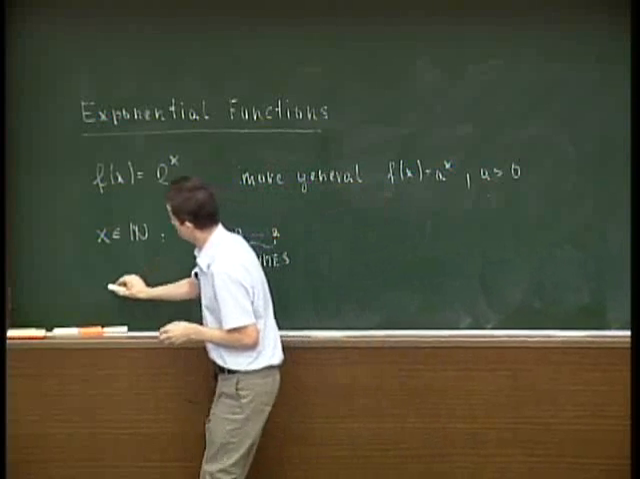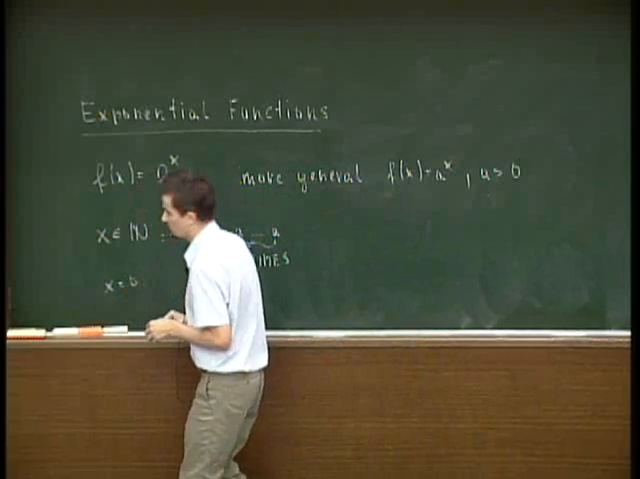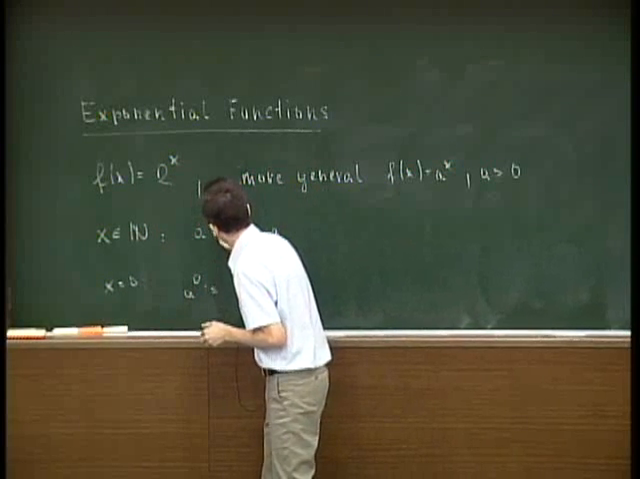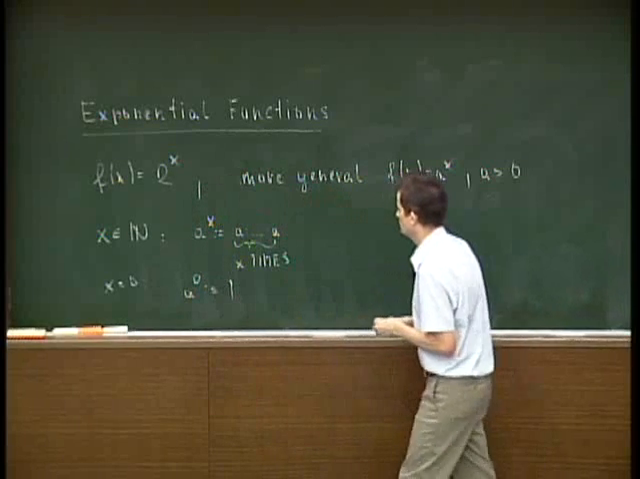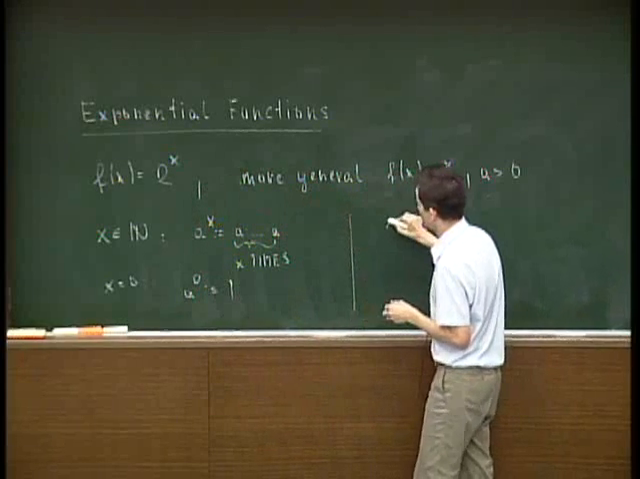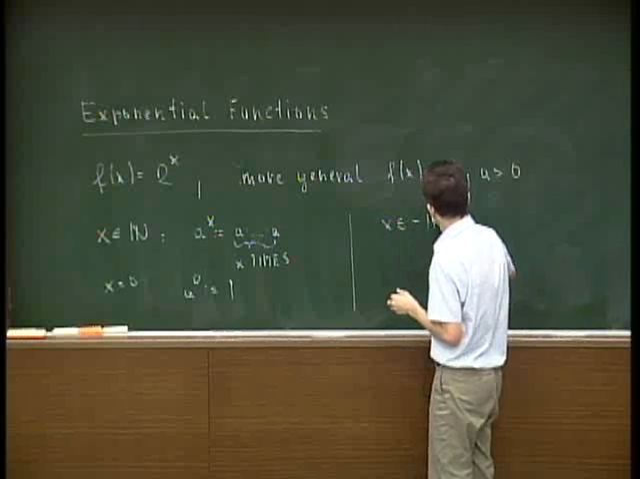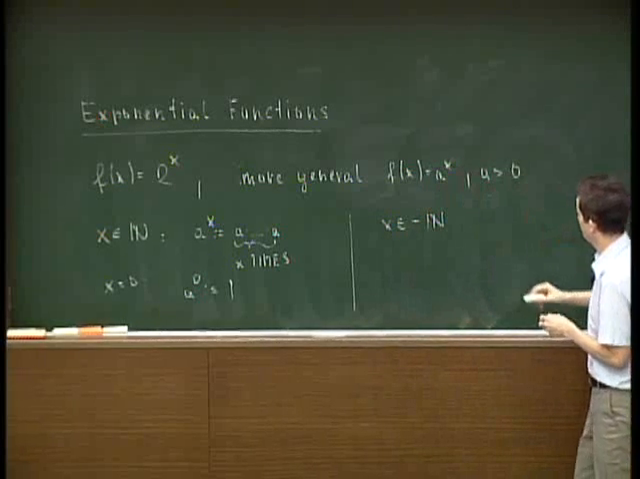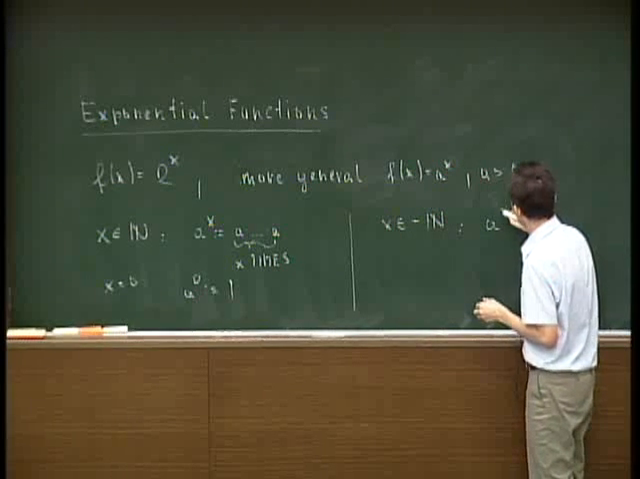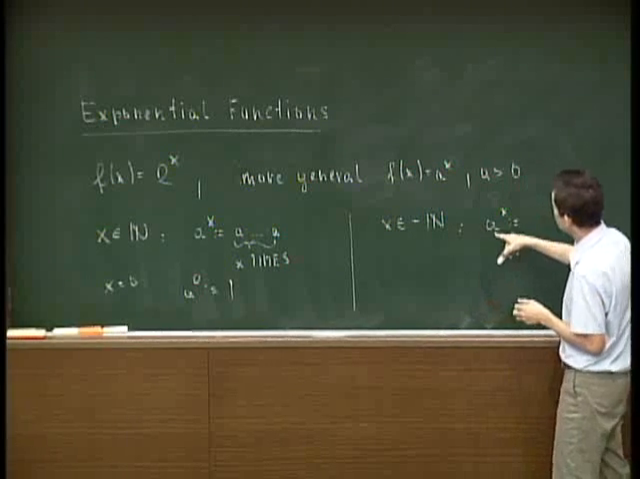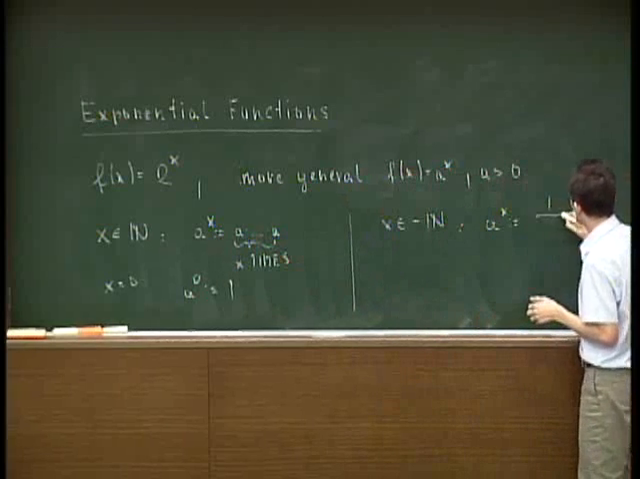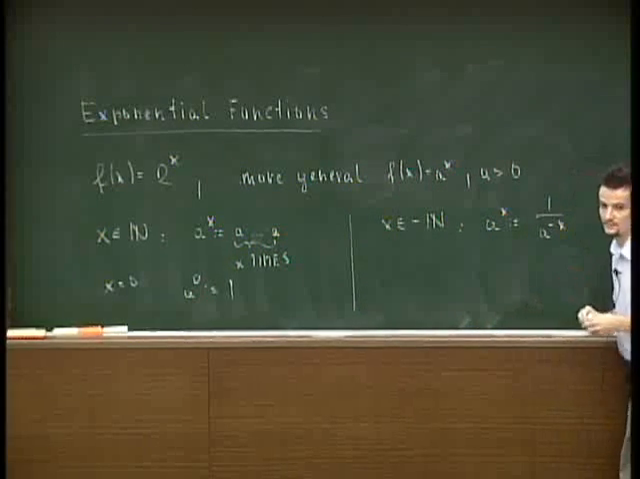Then you extend this definition to x equal to 0. So in this case, by definition, a to the 0 will be equal to 1. And then you further extend this definition to negative numbers. So if you have a negative number, then a to the minus x is already defined here. You can define it as 1 over a to the x.